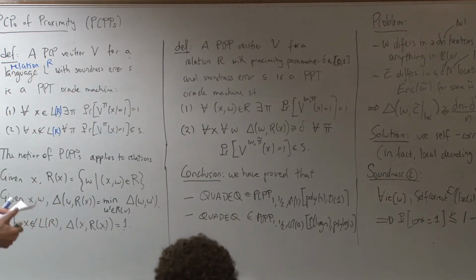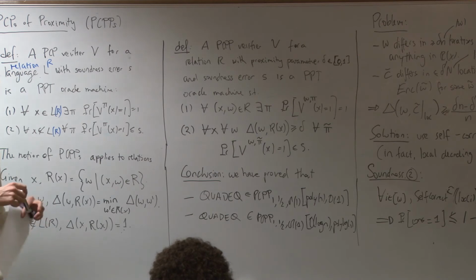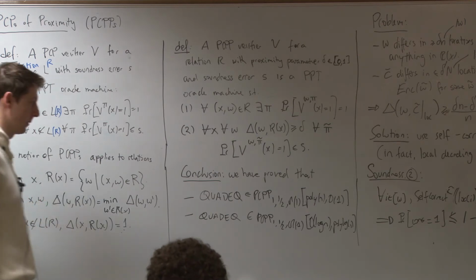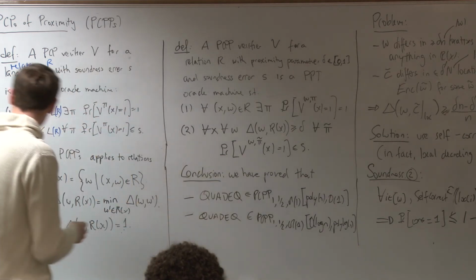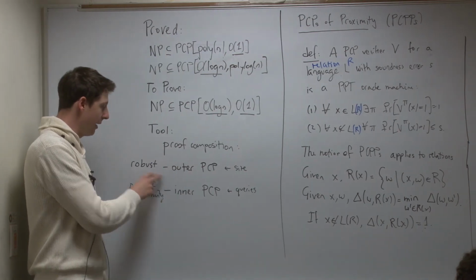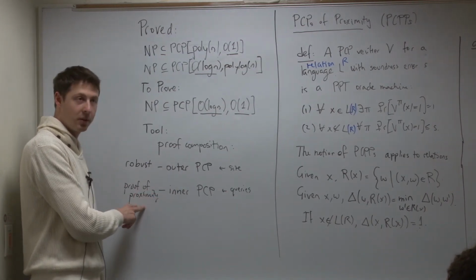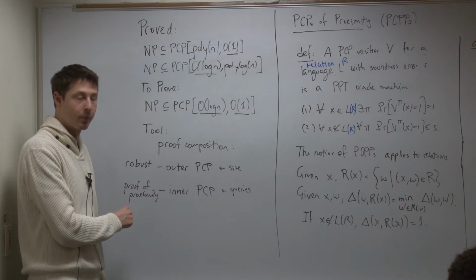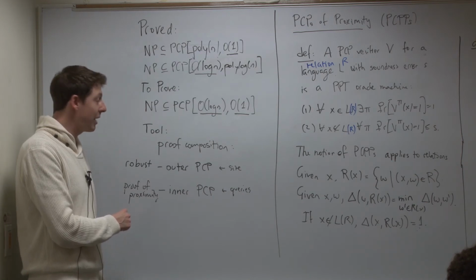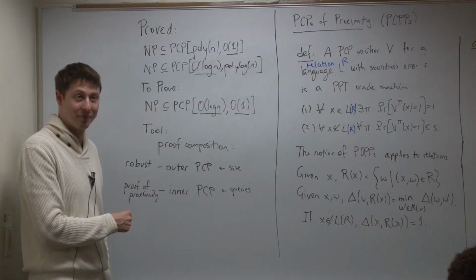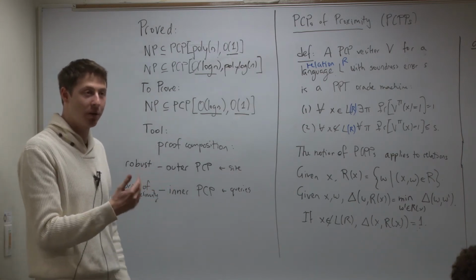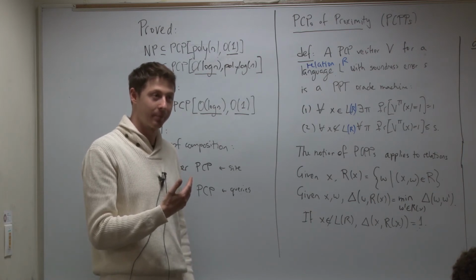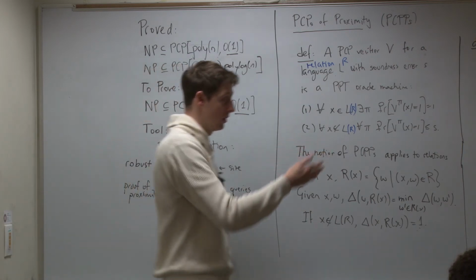Now we need to think about why I didn't write this for NP in general, and see what we can do about it. By the way, why are we learning both of these? I said that the outer PCP has to be robust and the inner PCP has to be a proof of proximity. Why do we care about 2 proofs of proximity? Well, because we'll need proof composition twice in a row, and one PCP will act both as an outer and as an inner PCP. So we will actually need both results.